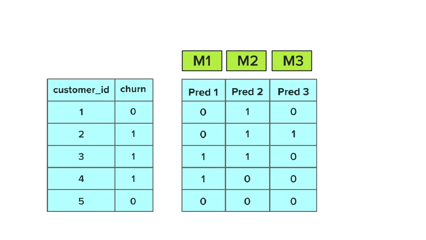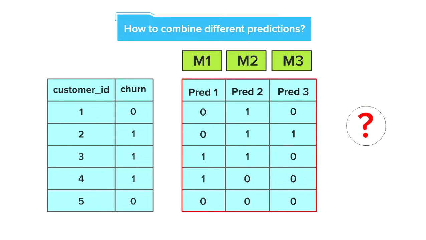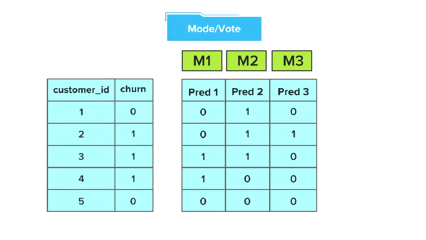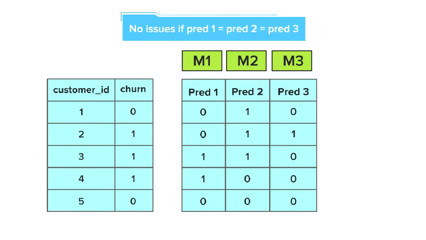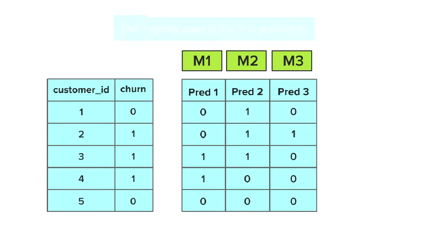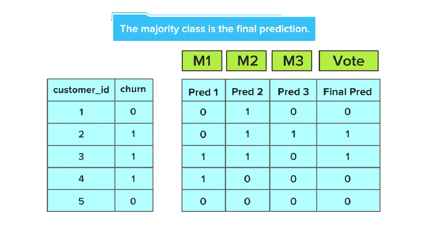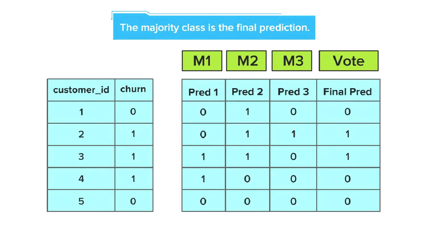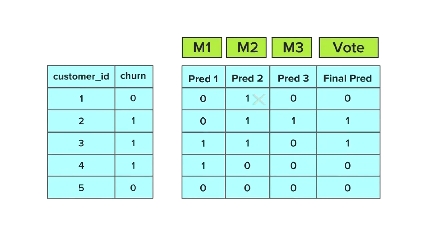Now the problem is, how do we combine these different predictions for each row so that we have only one overall prediction? Any guesses? We can take a mode or we can say vote. Please note that we can use the term mode and vote interchangeably, so don't get confused. If all the 3 models predict the same thing, then there is no issue. Otherwise, the class that is predicted by most of the models, also called the majority class, will be taken as the final prediction. This technique is called max voting.